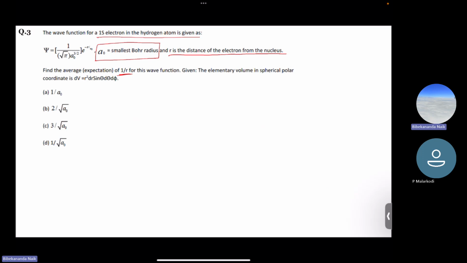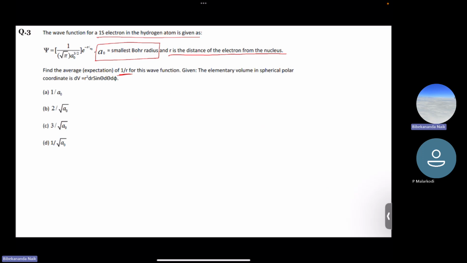So this is a very good question. This question basically, if you remember, in the last interaction session, we had solved a problem where we had calculated the expectation value of r only. But here the question says what will be the expectation value of 1 by r, and the state is the ground state, that is 1s electron.